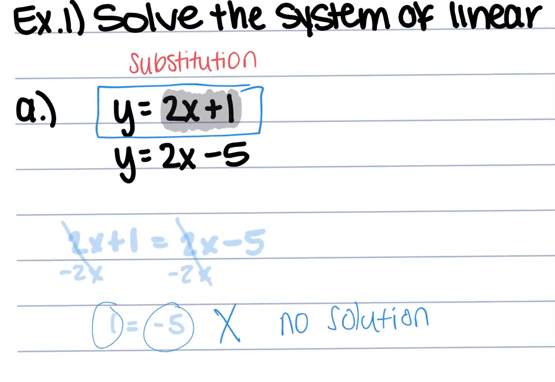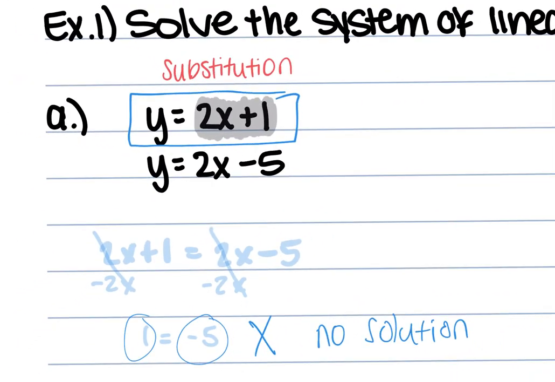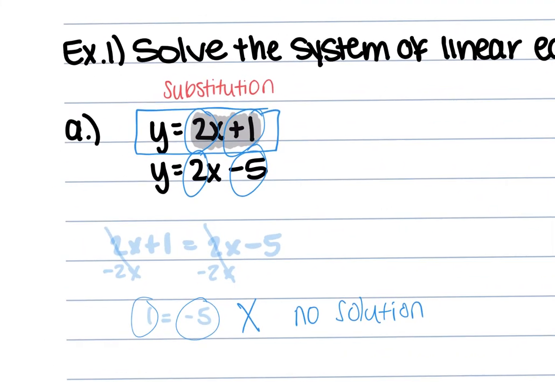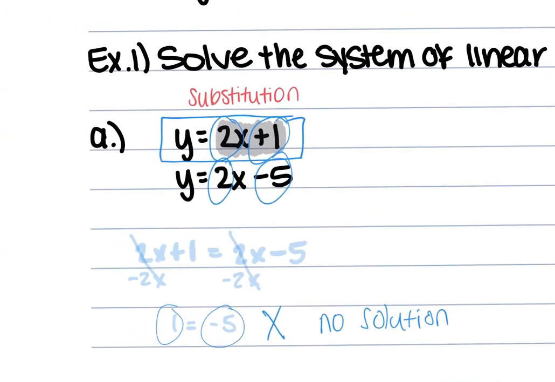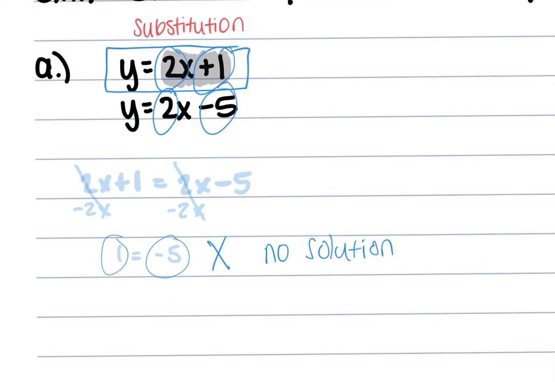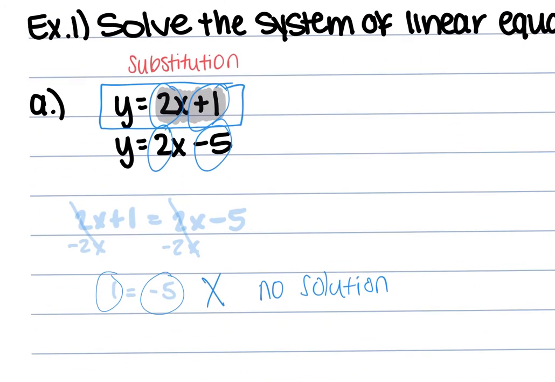Now, before even doing this problem, if you just looked at it and at a glance, you notice that the slopes are the same, but the y-intercepts are different. That's an example of parallel lines. Therefore, there is automatically no solution. So there was no use in even doing substitution other than the fact that we're just seeing how we would get to no solution regardless, okay? Let's take a look at B.